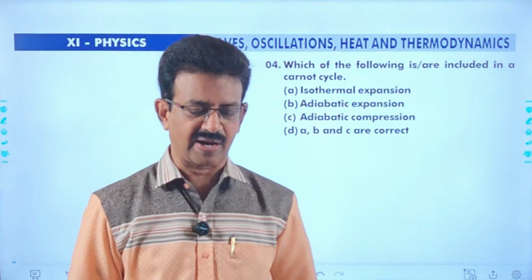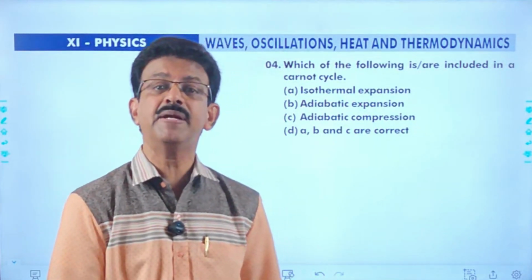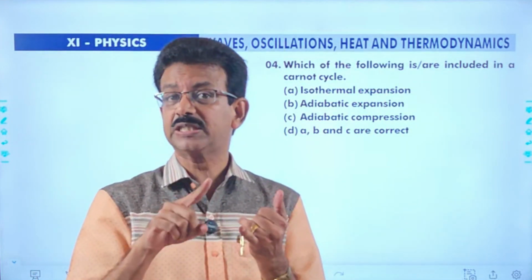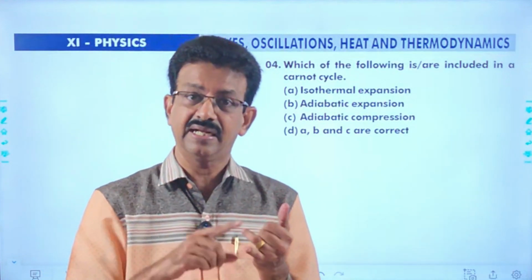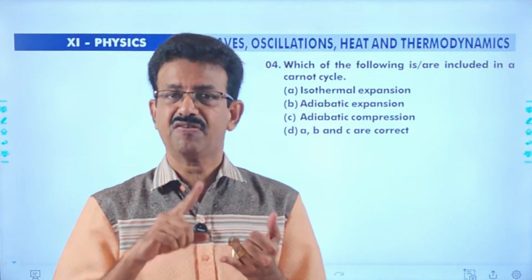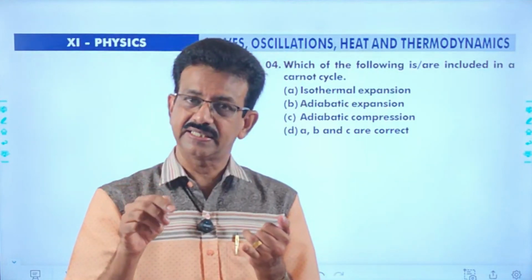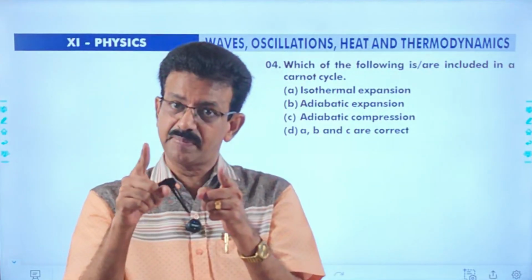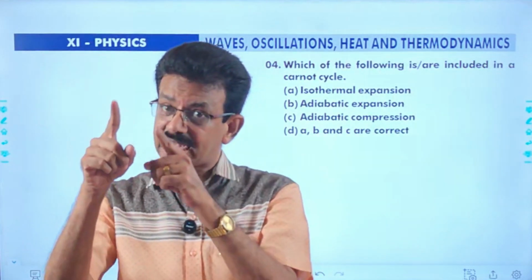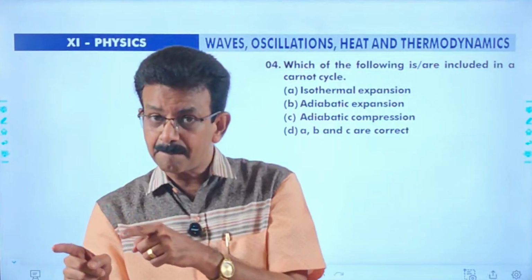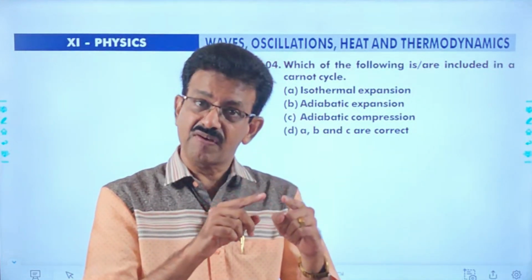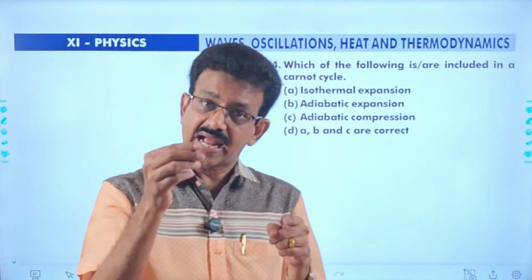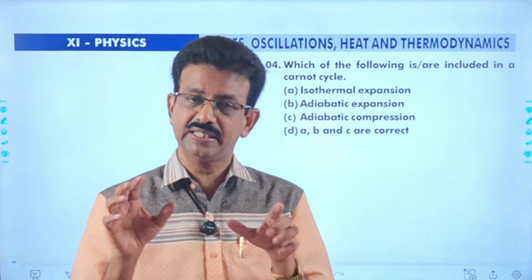Here, the question is about the Carnot engine and the different thermodynamic processes included in a Carnot engine. First, the gas is allowed to expand under the isothermal condition, absorbing the heat energy from the source. Then, the second stage undergoes an adiabatic expansion. Then, it is compressed isothermally, and finally, compressed adiabatically. During the isothermal compression, a heat energy Q2 is rejected to the sink.